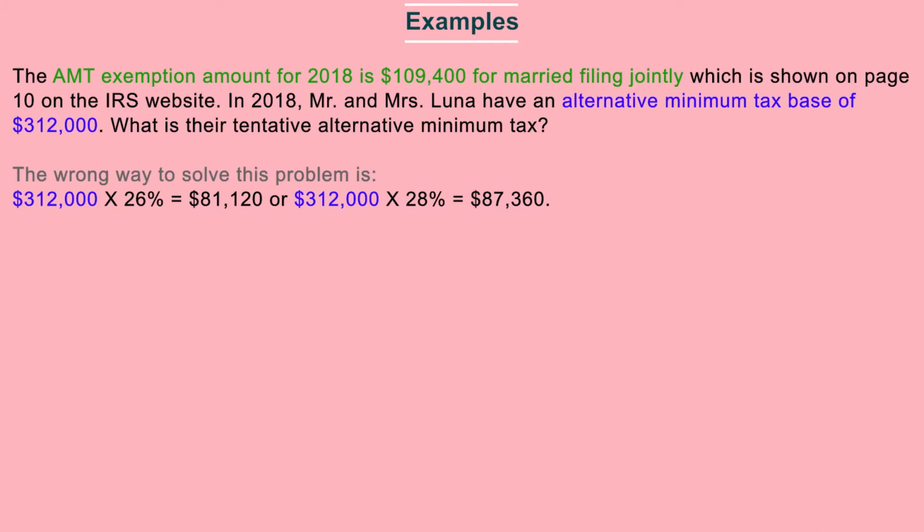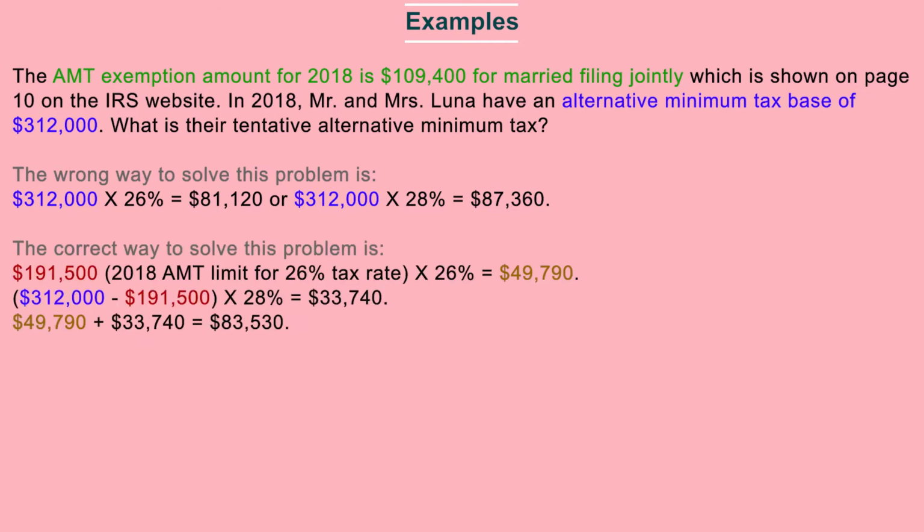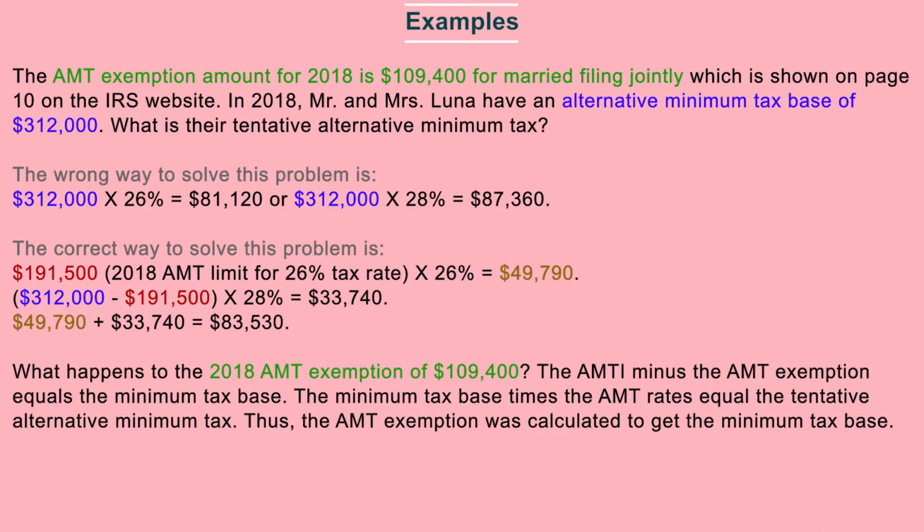The wrong way to solve this problem is $312,000 times 26% equals $81,120, or $312,000 times 28% equals $87,360. The correct way to solve this problem is $191,500, the 2018 AMT limit for the 26% tax rate, times 26% equals $49,790. $312,000 minus $191,500 times 28% equals $33,740. $49,790 plus $33,740 equals $83,530.